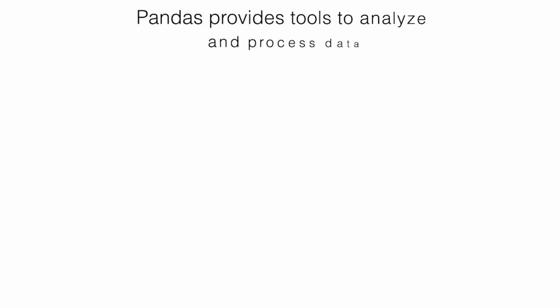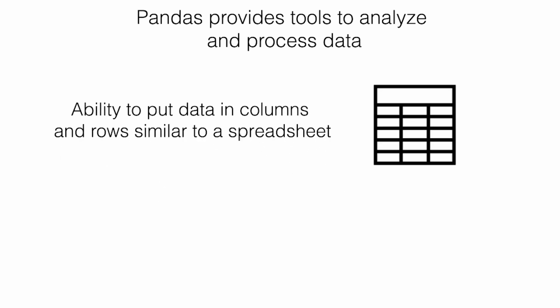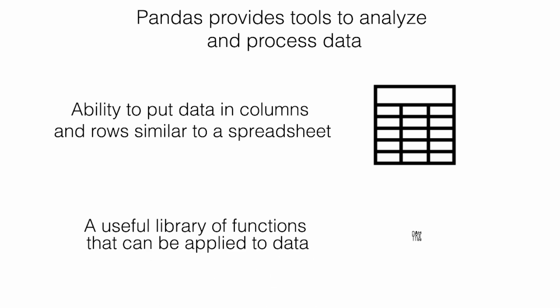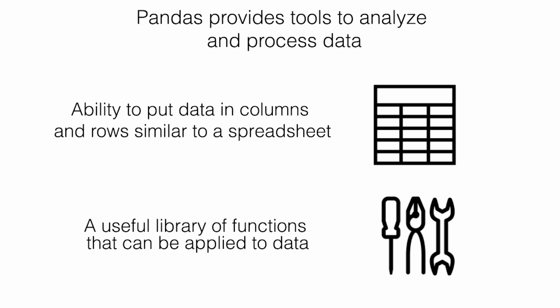Pandas has features that are useful for the data analysis process. The first is the ability to put data in two-dimensional tables similar to that of a spreadsheet. In Pandas, this table object is called a data frame. The next feature of Pandas is a toolkit of functions that allows you to manipulate, visualize, and output data in various ways.